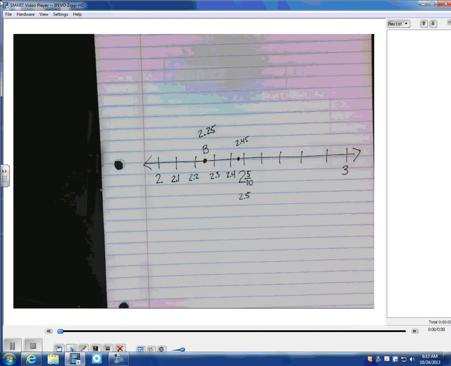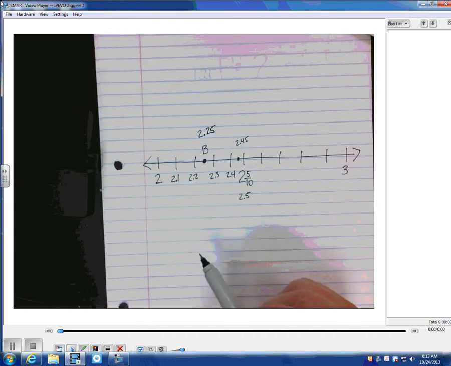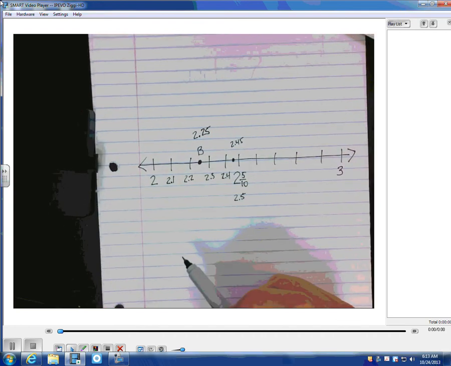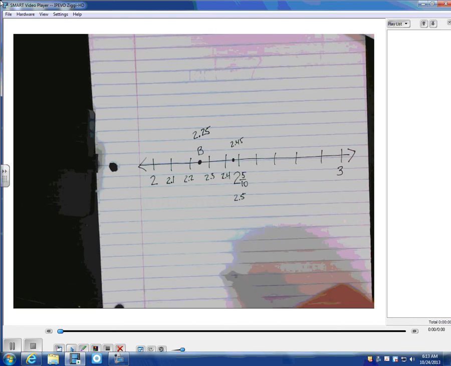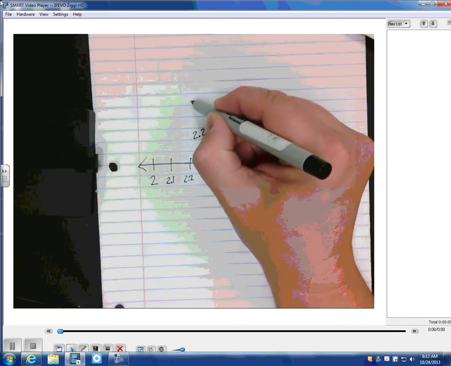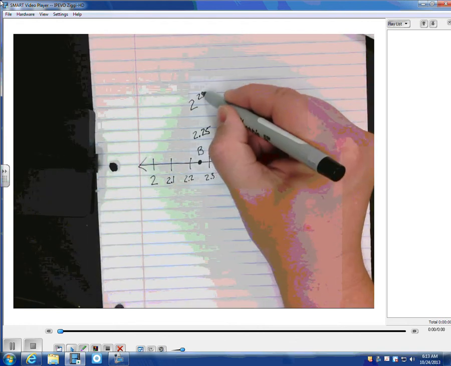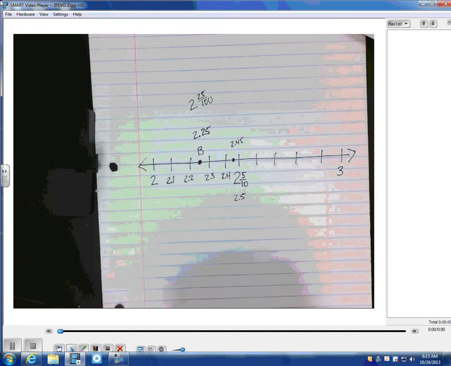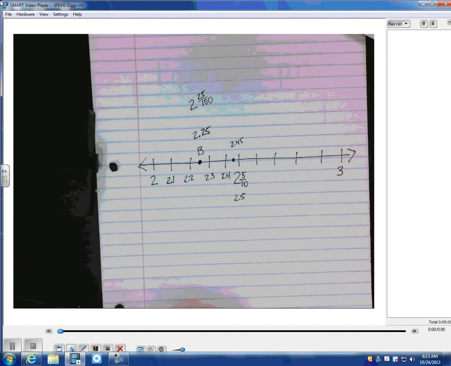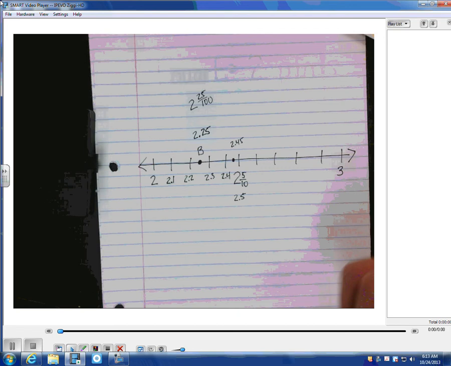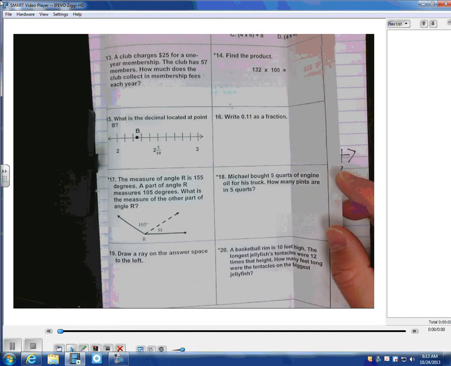All right. So the question's asking you to write the decimal for this one. Okay, you don't have to write it as a fraction, but if we were to write it as a fraction, you don't have to. This would be 2 and 25 hundredths. Okay, so that's number 15. It should just be a review. Let's look at number 18.